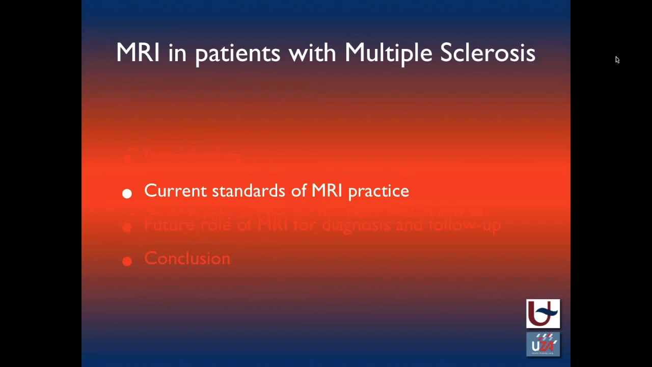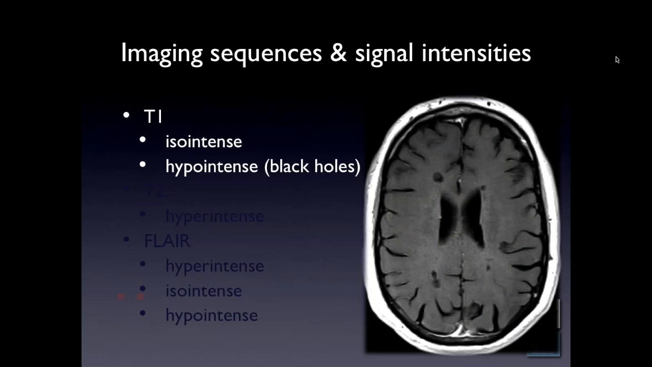Now, let's look at what are the current standards of MRI practice around the world. I think like most of all of you who are watching us, when we do multiple sclerosis imaging, we would include T1 weighted images. We know that lesions can be either iso-intense or hypo-intense. If they are hypo-intense, they are referred to as black holes, which actually identifies an area of tissue loss of axonal degeneration, and these are irreversible chronic lesions.